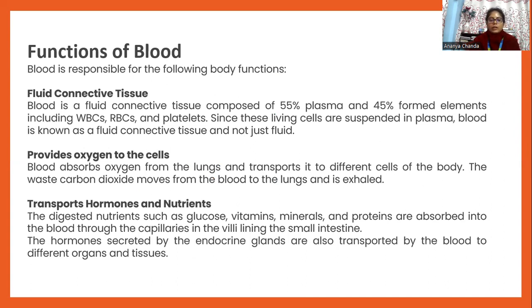Then come the nutrients, that is the digested nutrients such as glucose, vitamins, minerals, and proteins, which are absorbed into the blood through the capillaries in the villi lining the small intestine. These hormones are secreted by the endocrine glands and are also transported by the blood to the different organs and tissues.